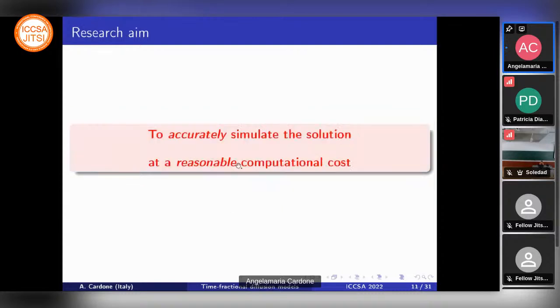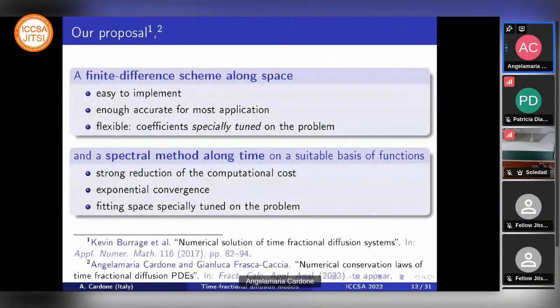What we propose to obtain an accurate solution but at a reasonable computational cost is to consider a method which is composed by a finite difference scheme along space, which is accurate enough and easy to implement, with a spectral method along time on a suitable basis of functions. So by using this spectral method, we avoid the step-by-step methods, and avoid discretizing at each time step the history term, and moreover, for a suitable choice of the basis of the fitting space, they have exponential convergence.